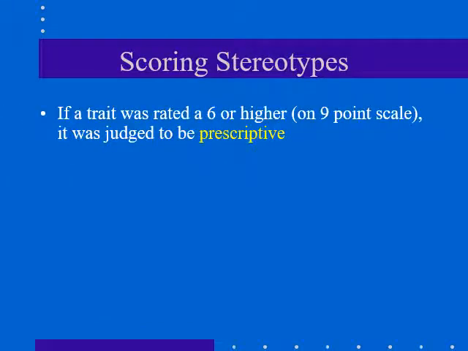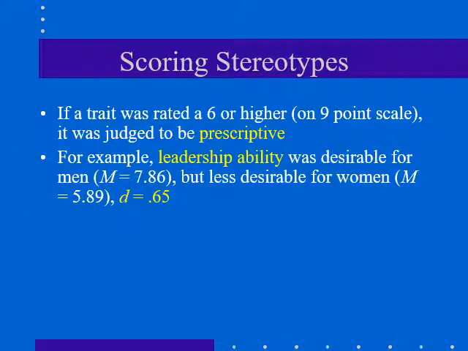So how do we score the stereotypes? If a trait was rated a 6 or higher, remember they're 9-point scales, it was judged to be prescriptive, something ideal for either men or women. For example, leadership ability was highly desirable for men, almost an 8 on a 9-point scale, but much less so for women, about a 6 on a 9-point scale, resulting in a very healthy, moderate-sized effect.